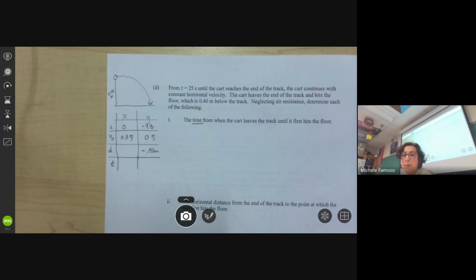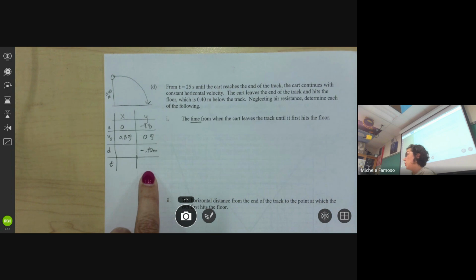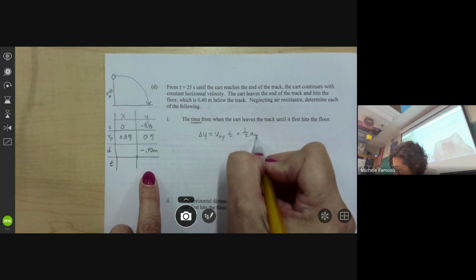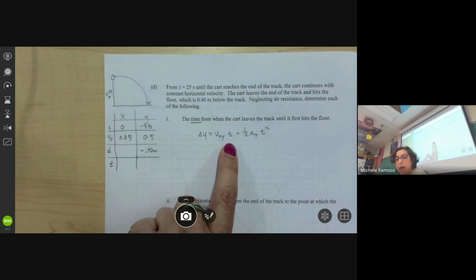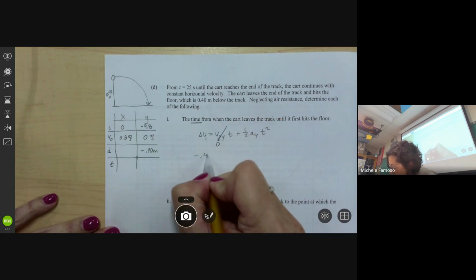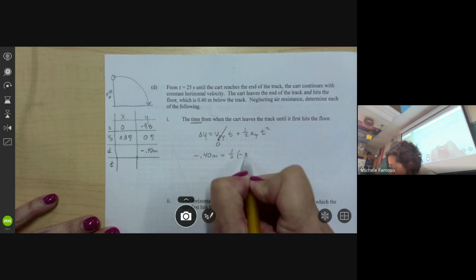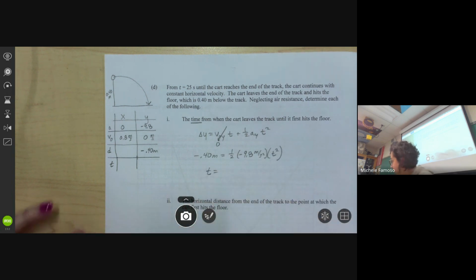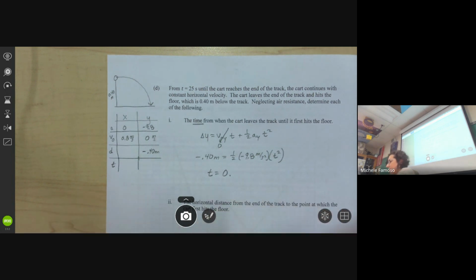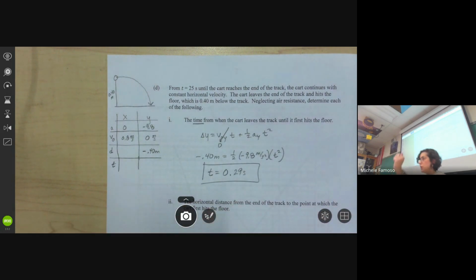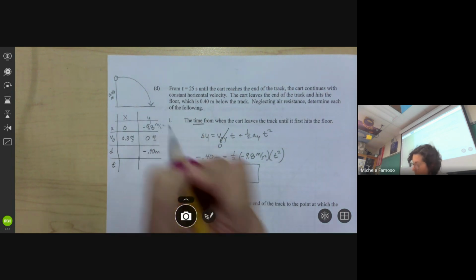Which column am I going to use to help me get the time? The Y. Why am I going to use that? Because that's where I know more. So the equation I would use is this one. Displacement is initial velocity times time plus half the acceleration times the time squared. This is 0. So negative 0.40 meters is 1/2 of negative 9.8 meters per second squared times this time squared. You solve it for the time, and I believe, I don't remember what it was, 0.29 seconds, I believe, is what you get with the two sig figs. Oops, sorry, meters per second squared there.